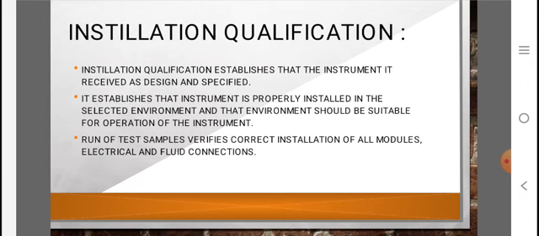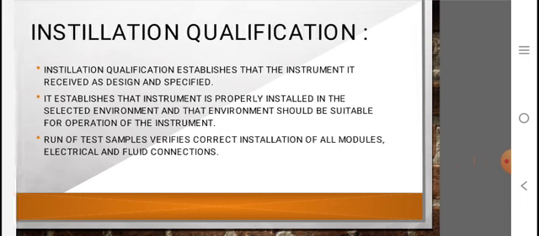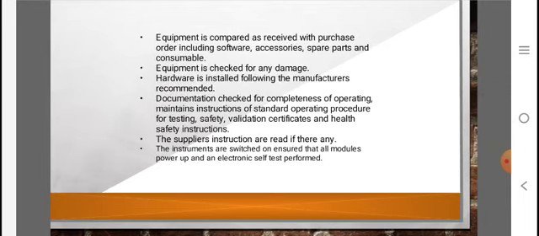Installation qualification. Installation qualification establishes that the instrument is received as designed and specified. It establishes that the instrument is properly installed in the selected environment and that the environment is suitable for operation of this instrument. Run of test samples verifies correct installation of all modules, electrical and fluid connections. Equipment is compared as received with the purchase order, including software, accessories, spare parts and consumables. Equipment is checked for any damage. Hardware is installed following the manufacturer's recommendations. Documentation is checked for completeness of operating and maintenance instructions, standard operating procedures for testing, safety validation certificates and health and safety instructions. The supplier instructions are read if there are any.